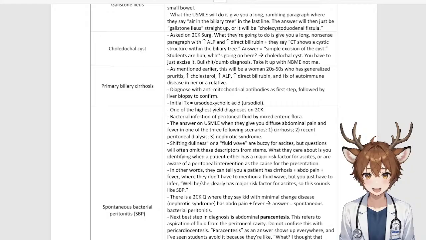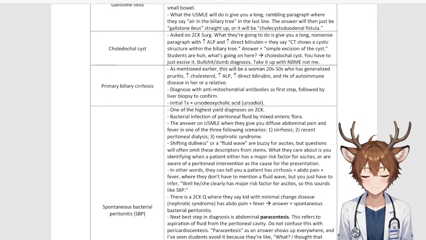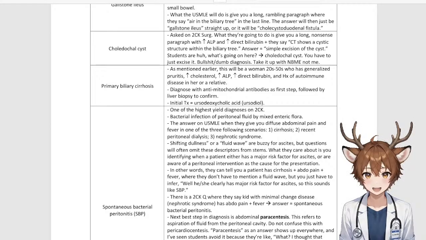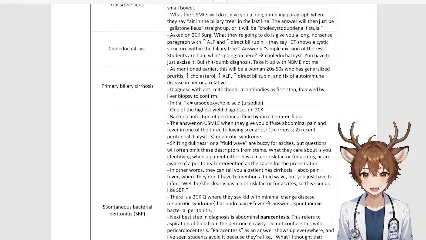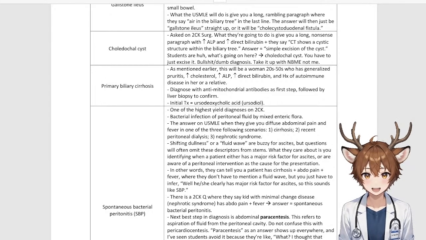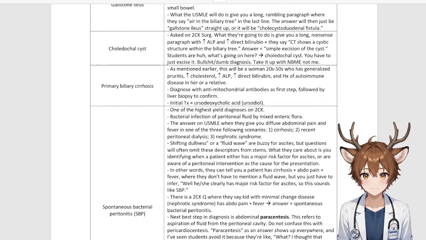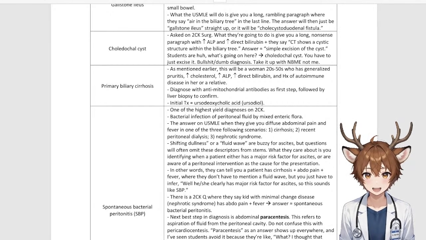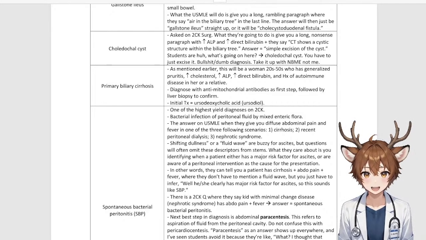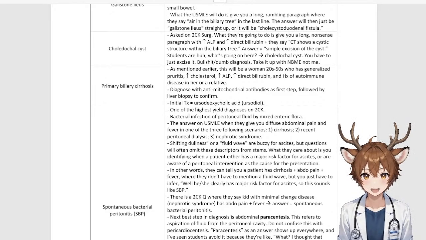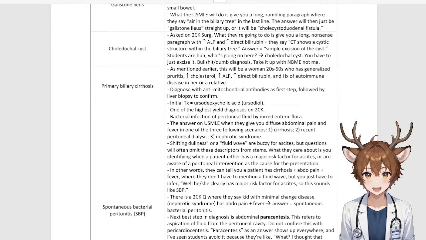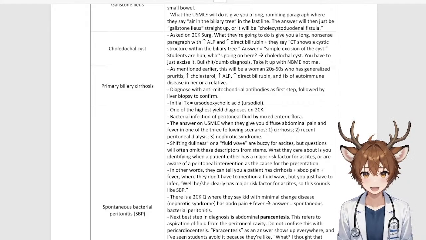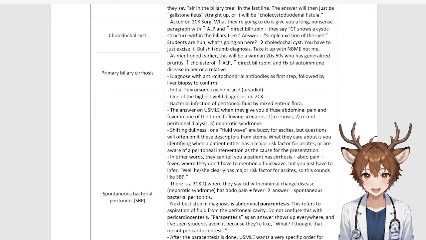Primary biliary cirrhosis. As mentioned earlier, this will be a woman in her 20s or 50s who has generalized pruritus, elevated cholesterol, elevated ALP, elevated direct bilirubin, and a history of autoimmune disease in her or a relative. Diagnose with antimitochondrial antibodies as the first step, followed by liver biopsy to confirm. The initial treatment would be ursodeoxycholic acid, or ursodiol, for primary biliary cirrhosis.